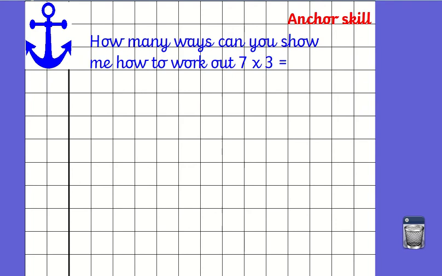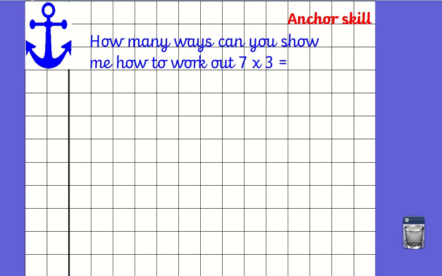Okay, so your anchor skill. You need to miss a line under your date, write anchor skill and underline it. And today I want you to show me how many ways you can work out 7 times 3. Now I've just had a quick go and I can think of 4 different ways, but that could potentially be 8 different ways on your page, okay? So I'm looking for the minimum of 4, but you could show me 8, okay? So pause the video and have a go and think about how you can show me 7 times 3.